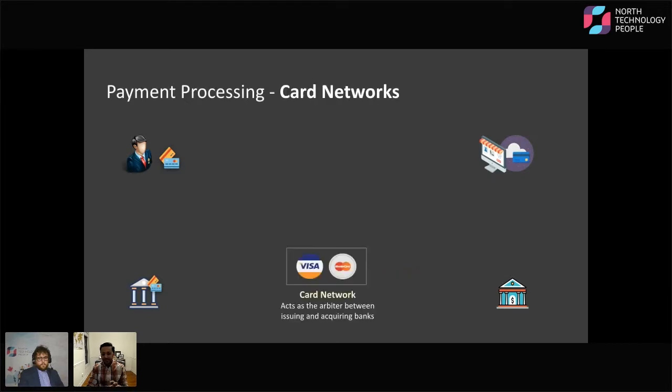And then the last role here is the card networks. Because the card is a Visa card or a MasterCard or Amex, the network basically acts as an arbitrator between the issuing bank and the acquiring bank.